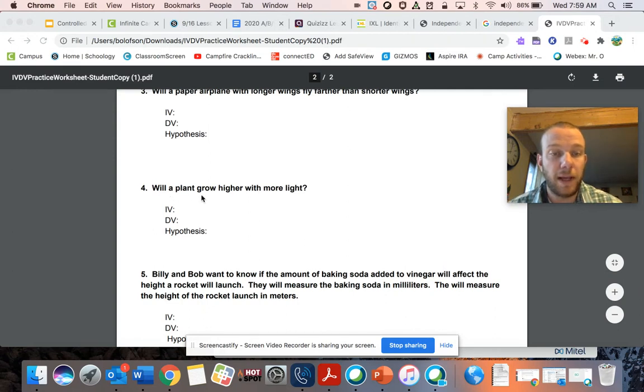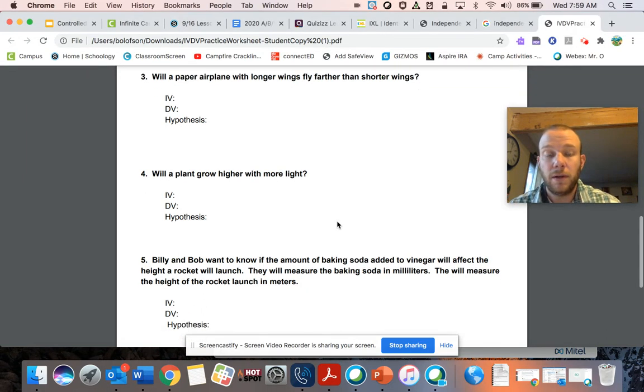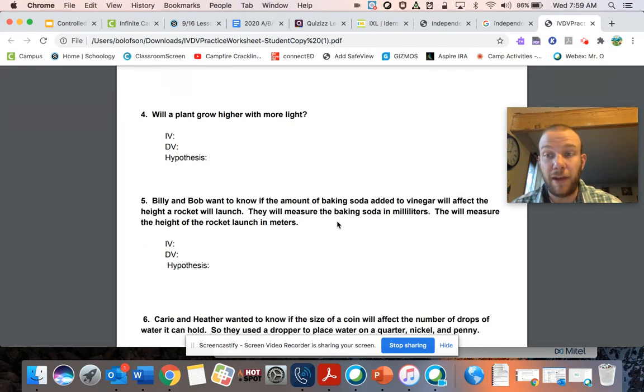Number four, will a plant grow higher with more light? That's going to be harder to do because we don't have as much time and not everyone has plants that they can measure. But maybe if you had a fast-growing plant.